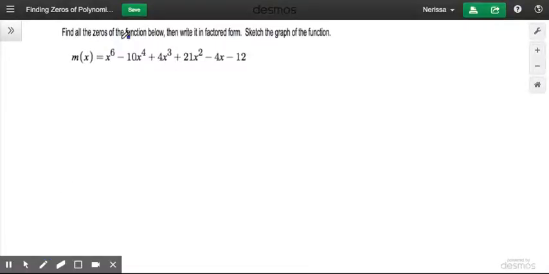So let's find all the zeros of function m of x. So we look at the degree. The highest exponent of x here is 6. Therefore, the degree is 6. And so this means that there are 6 zeros.